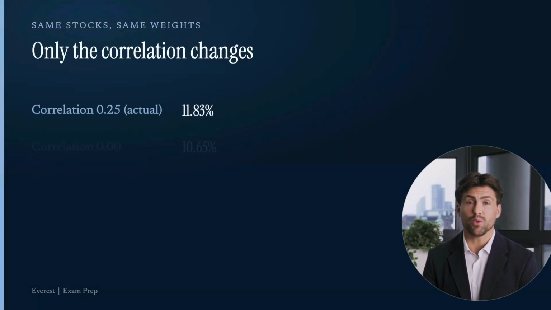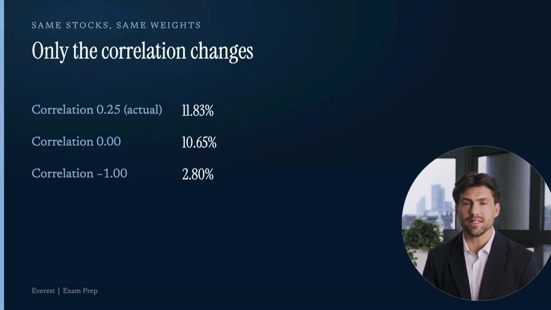Now, watch what correlation alone does to that number. If these two stocks were completely uncorrelated, standard deviation drops to 10.65%. If they moved perfectly opposite each other, it falls all the way to 2.8%. Same two stocks, same weights, only the correlation changed.